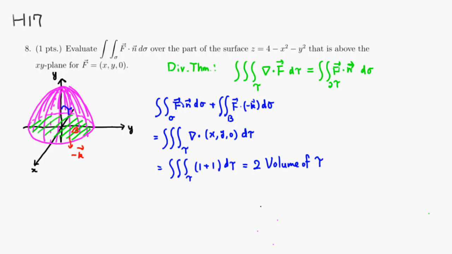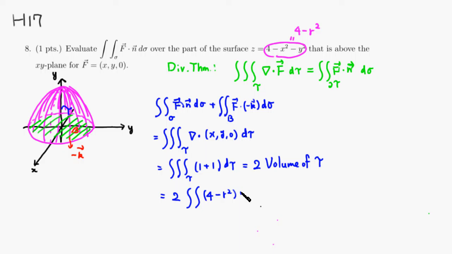Which can be found by 2 times, well, for volumes we just have to do a double integral. I think polar coordinates would be nice. So z would be 4 minus x squared minus y squared. Because x squared plus y squared is r squared, this is the same thing as 4 minus r squared.